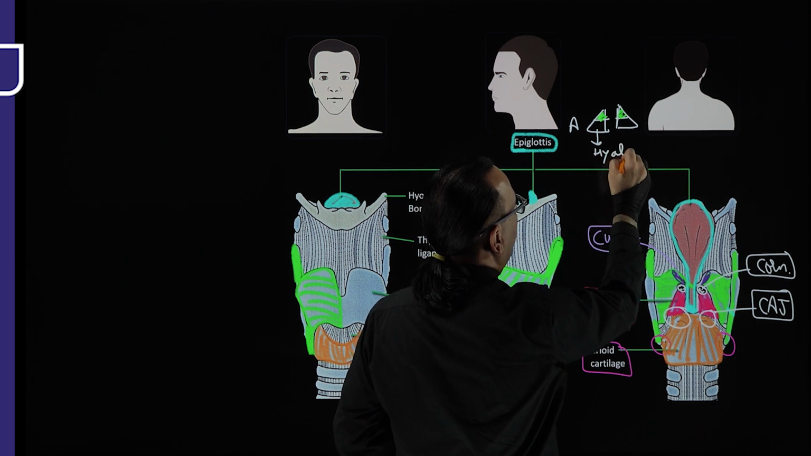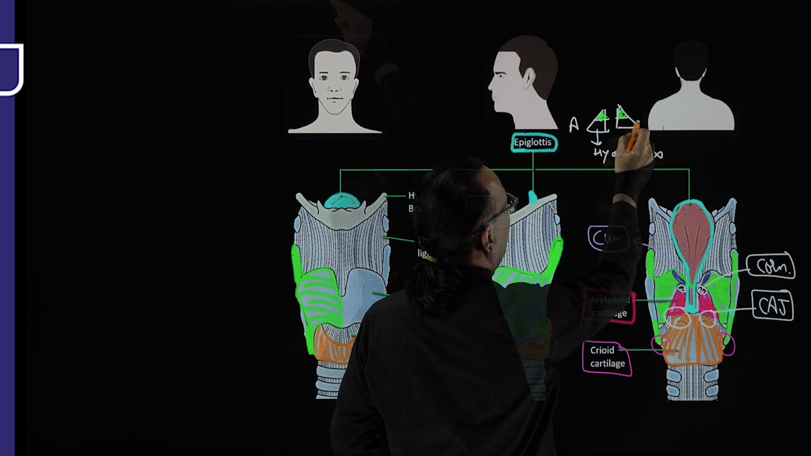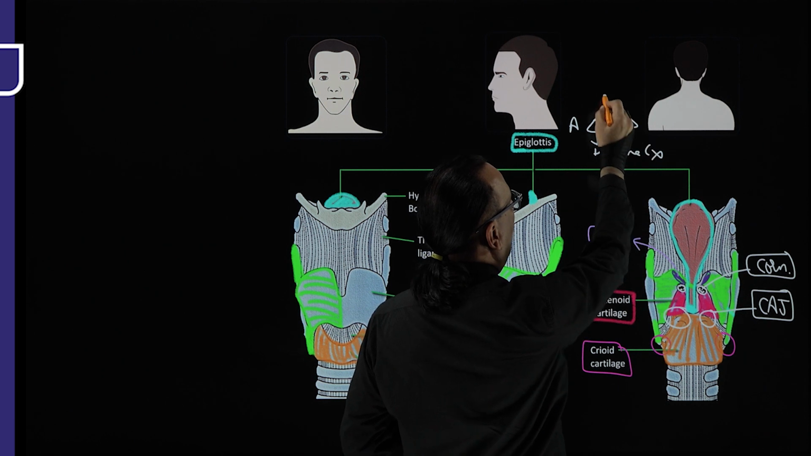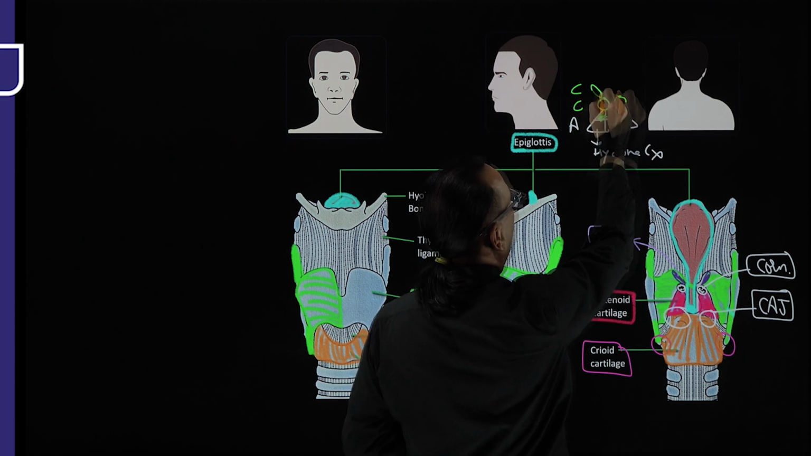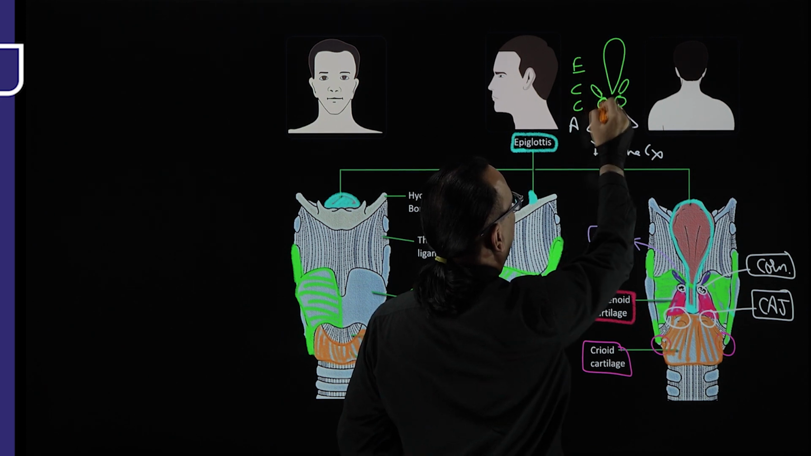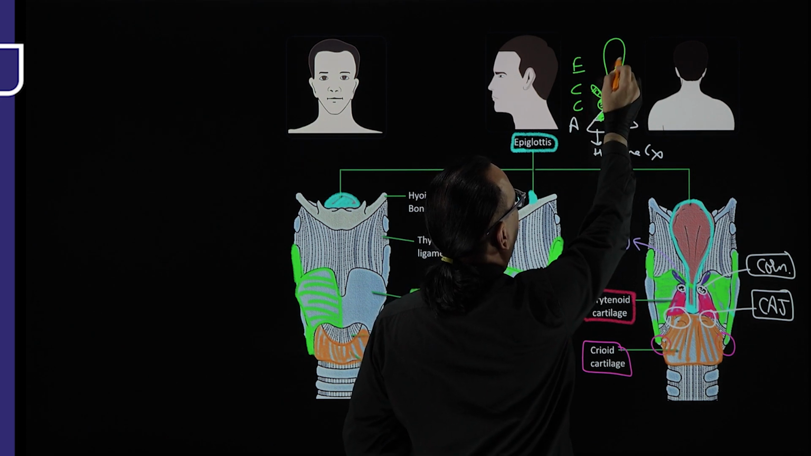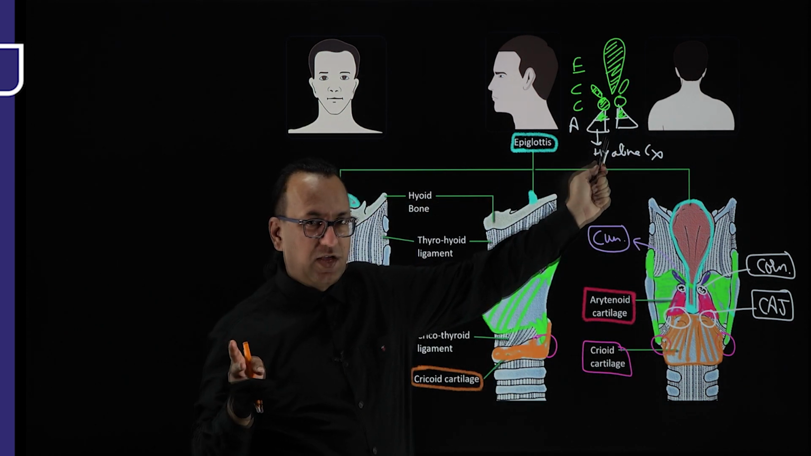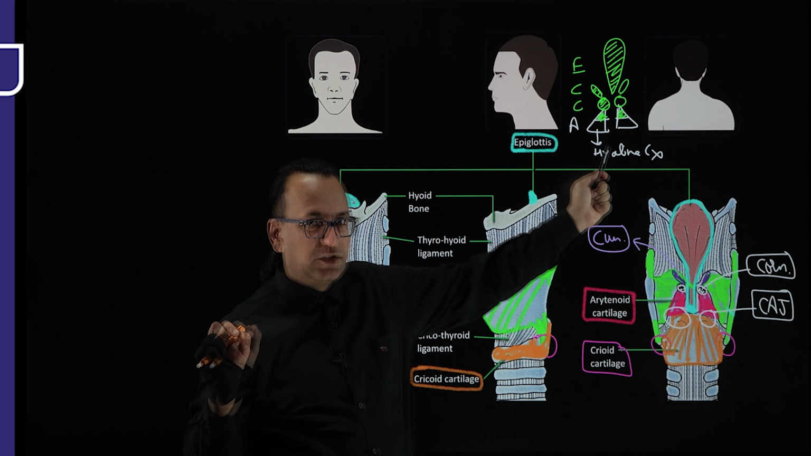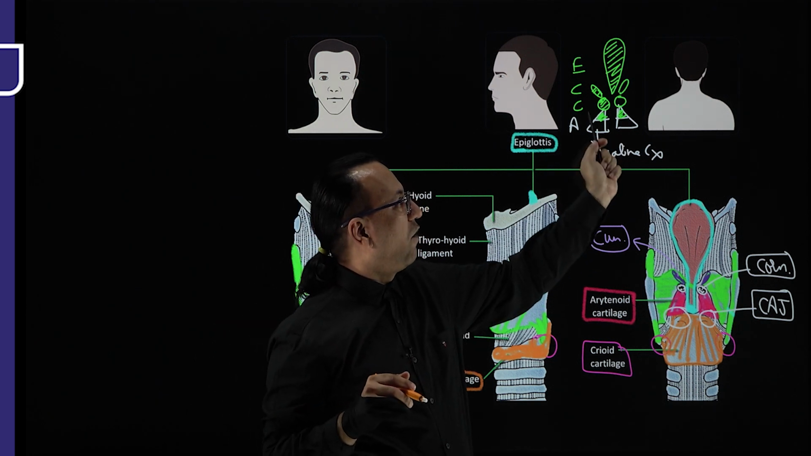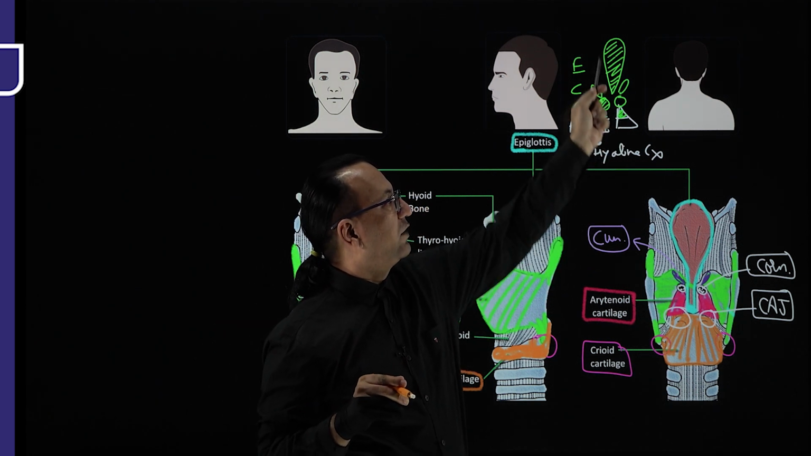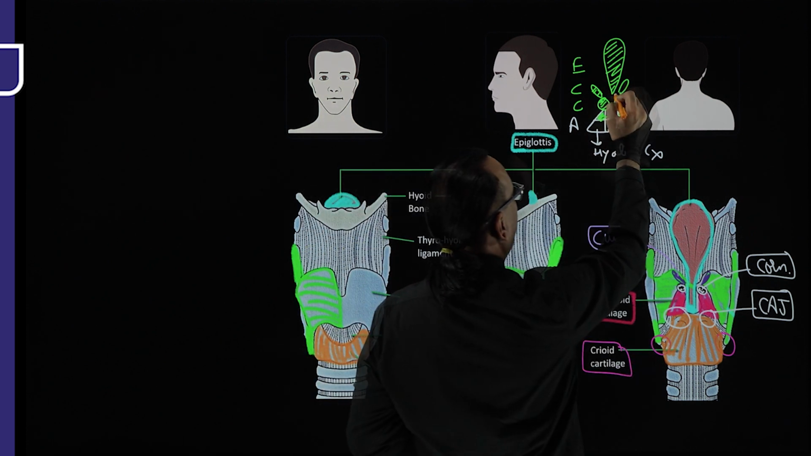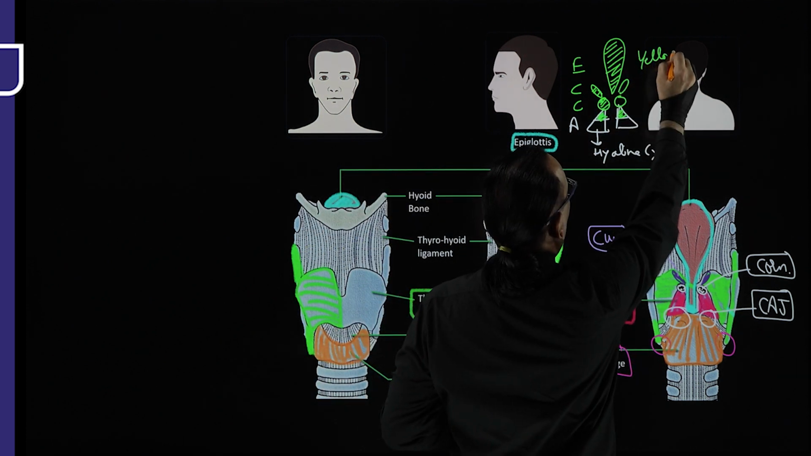So most of the arytenoid cartilage is hyaline except the tip, and along with the tip of the arytenoid, the corniculate, the cuneiform and the epiglottis are all made up of elastic cartilage. So name the elastic cartilages in the larynx. There are 4 names. What are the 4 names in the larynx which are elastic cartilage? They are tip of arytenoid, corniculate, cuneiform, and the epiglottis. So these are the cartilages which will be yellow elastic cartilages.